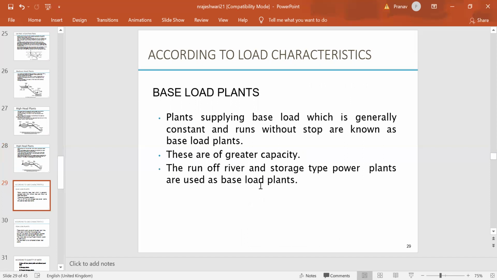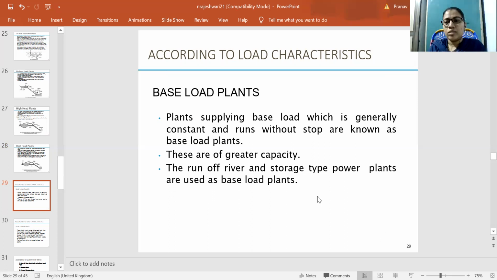Coming to the base load power plants, the plants supplying base load, which is generally constant and runs without stop, are known as base load plants. And these are greater capacity plants. And examples of base load plants are run-off river and storage type of power plants. These are used as base load power plants.